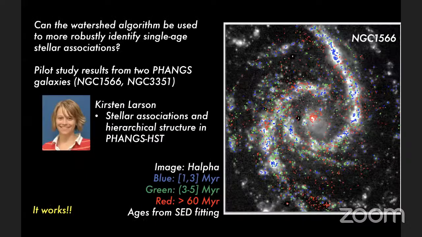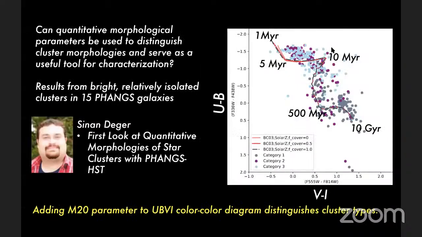And so finally for today, I'll mention more innovative work, here led by Kirsten Larson. She is applying a watershed algorithm to a point source catalog to more robustly identify single-aged associations. Now, these are the objects with multiple peaks as opposed to single peak, and these are the ones that also tend to be young.